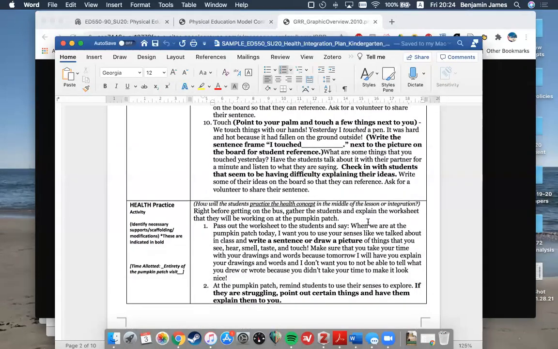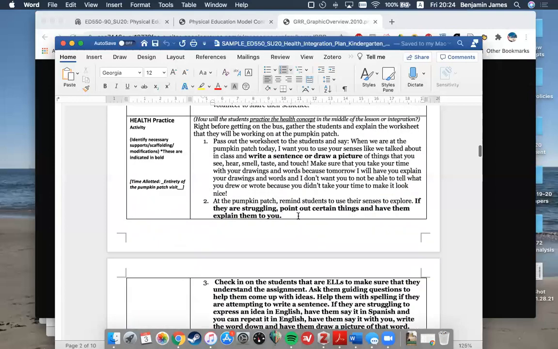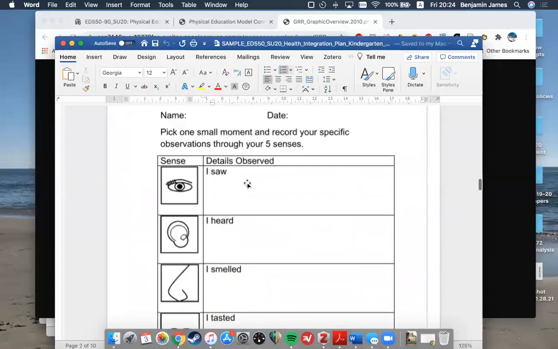In the practice, so this is before they get on the school bus to go to the pumpkin patch, this teacher gives them a worksheet that they'll be working on at the pumpkin patch. So I'll go down to the worksheet here, and this is what it is.